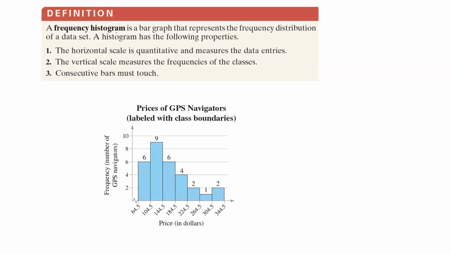What is a frequency histogram in statistics? A frequency histogram is a bar graph that represents the frequency distribution of data sets. A histogram has the following properties.